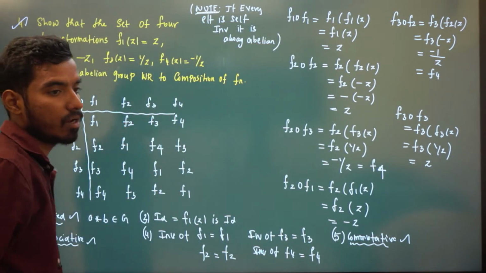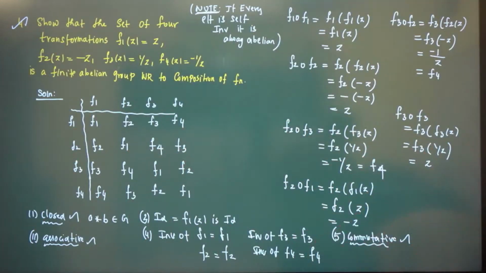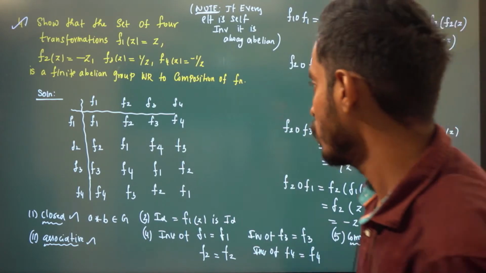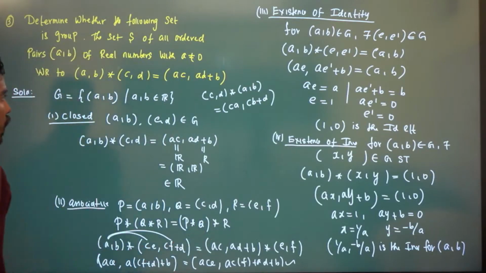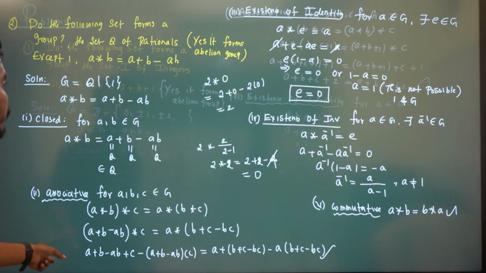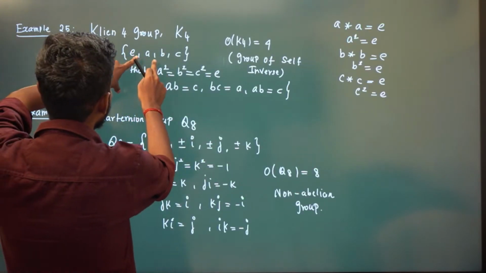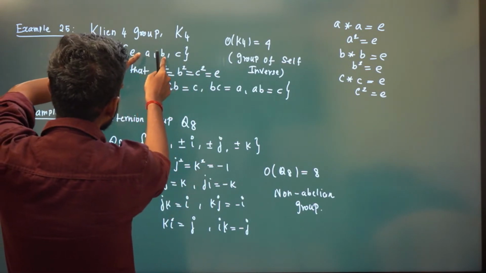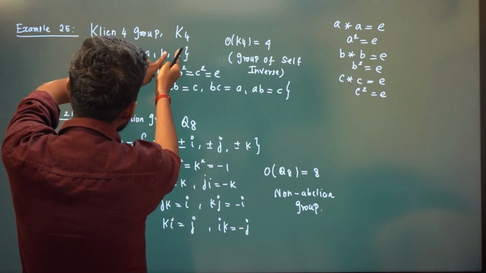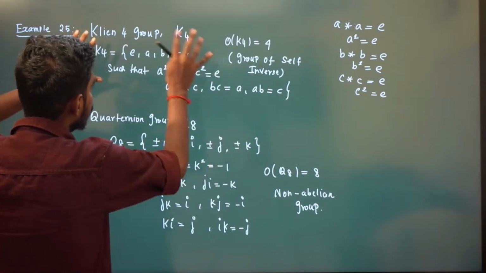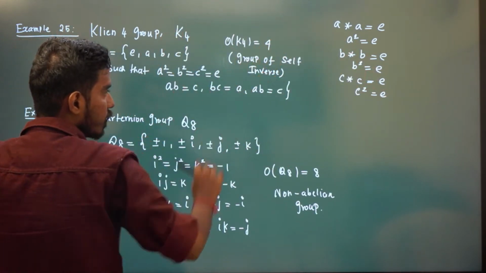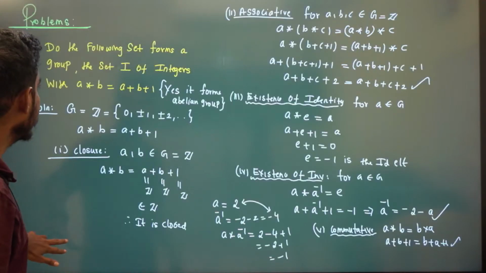This group satisfies the Klein 4 group. Yes or no? See, what is the Klein 4 group? The Klein 4 group is the set of all self-inverse elements, right? You can see every element, A square, B square, C square, is E. When you do AB, you will get C. When you do BC, you will get A. So this group satisfies all the properties of the Klein 4 group. So this is an example of a Klein 4 group, right?